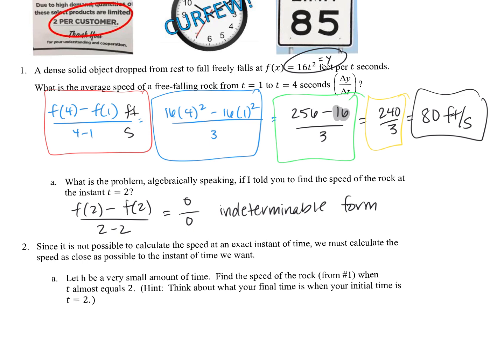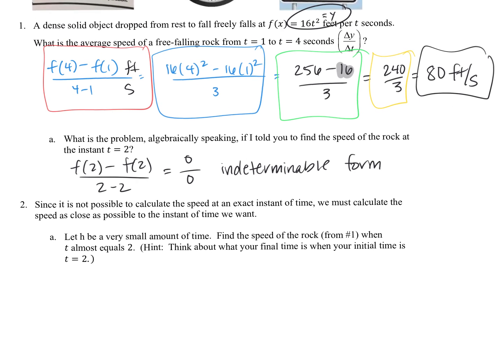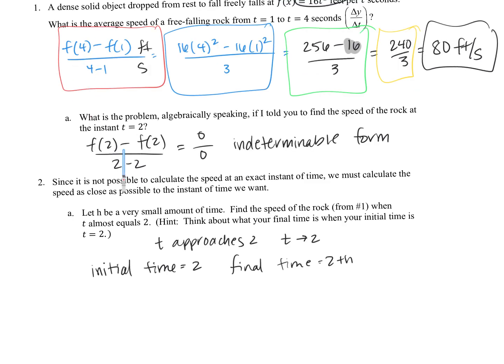We don't know. But when that police officer pulls me over, he knows how fast I was going, boom, at one moment in time. And how did he do that? That's why we use limits. Limits are how we're going to do that. We're going to do the same thing here and here. If we're saying my initial time was 2 and my final time was 2 plus h, let's plug them into my function. So I just want you guys to say f of 2 plus h minus f of 2.